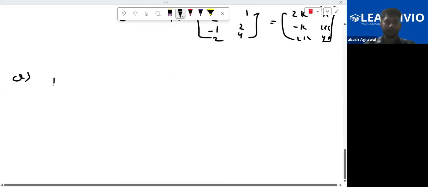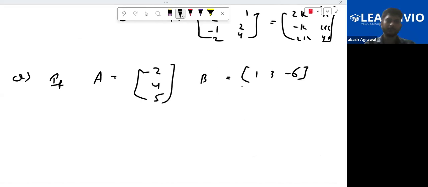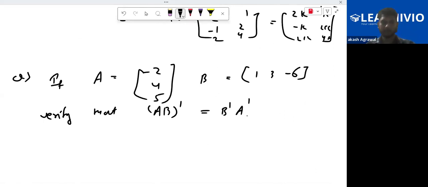It's saying if A equals minus 2, 4, and 5, and B is 1, 3, and minus 6, verify that AB transpose is equal to B transpose A transpose. Okay. Yes, sir. Here also you have to do LHS and RHS, right? Two things you have to find.